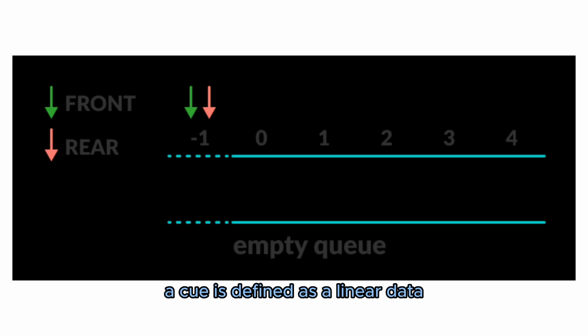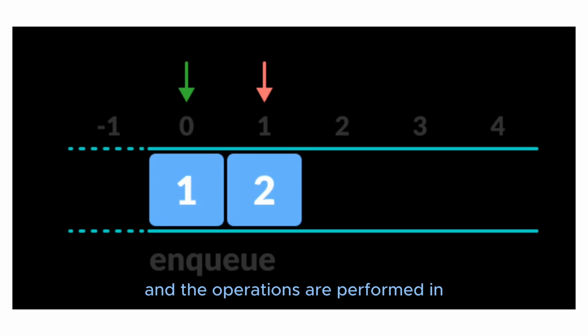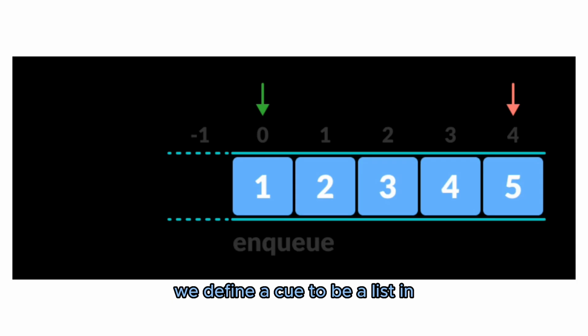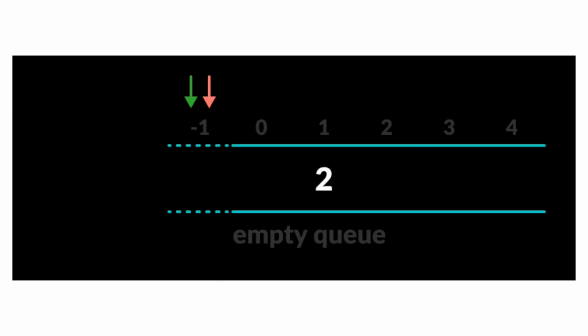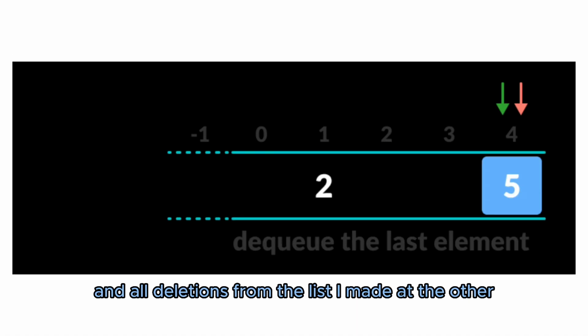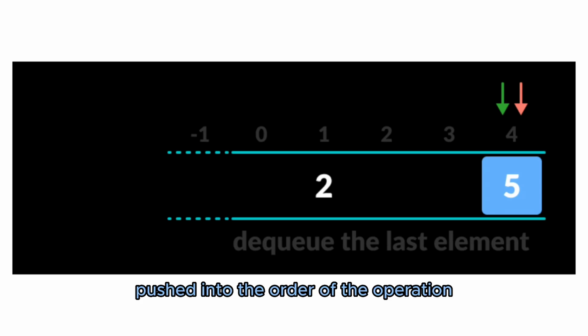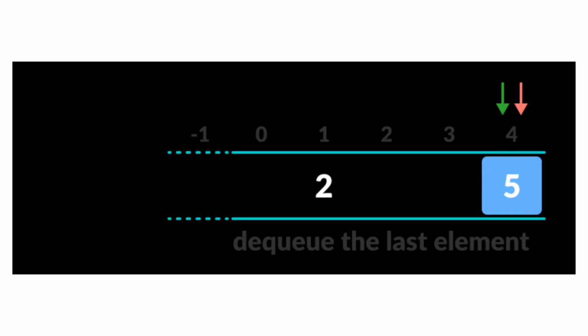A queue is defined as a linear data structure that is open at both ends, and the operations are performed in first in, first out, FIFO order. We define a queue to be a list in which all additions to the list are made at one end and all deletions from the list are made at the other. And the element which is first pushed into the order of the operation is first performed on that.